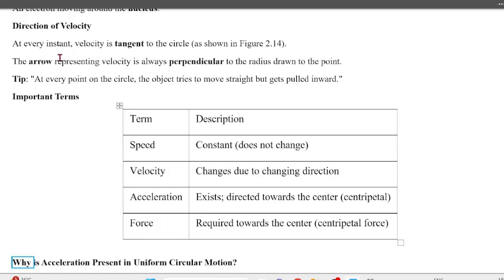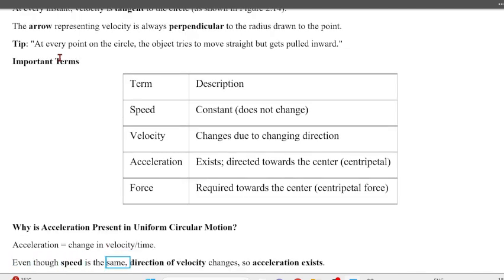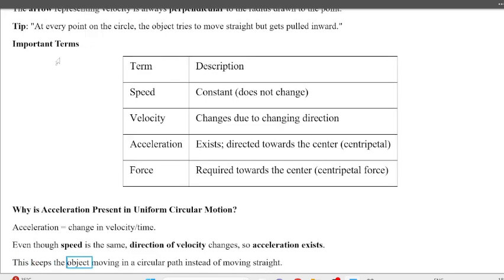Why is acceleration present in uniform circular motion? Acceleration is equal to change in velocity over time. Even though speed is the same, the direction of velocity changes, so acceleration exists. This keeps the object moving in a circular path instead of moving straight.